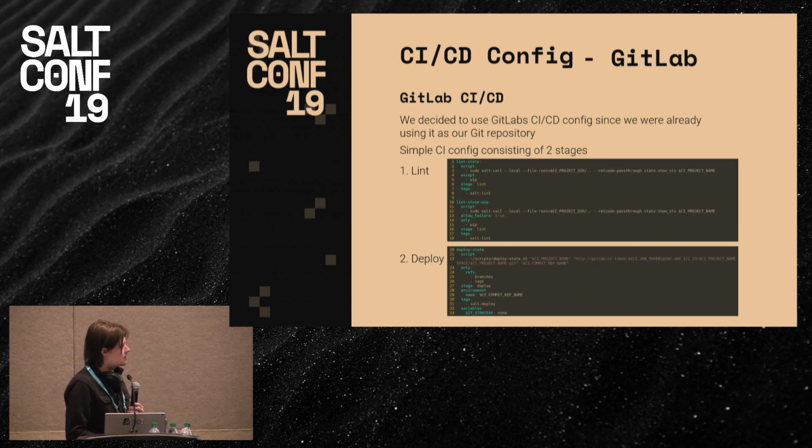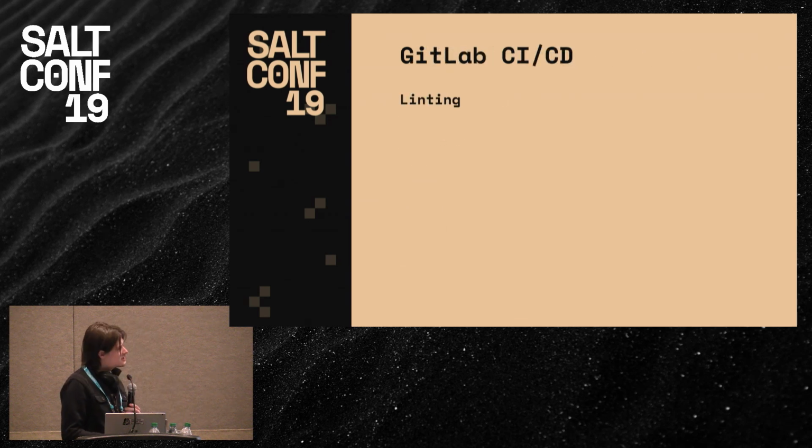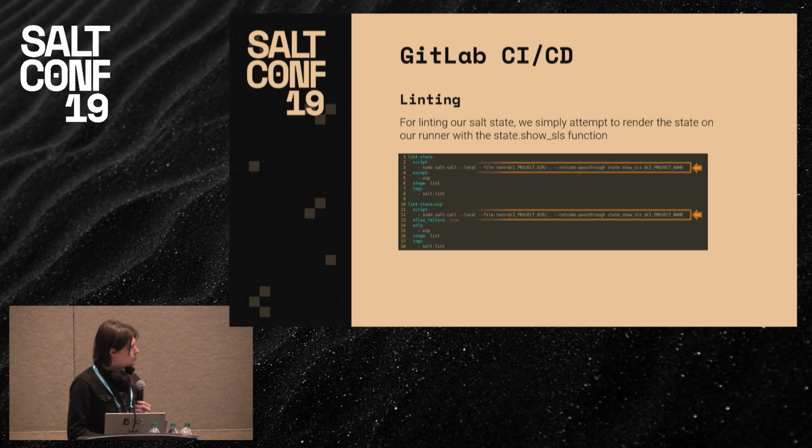We have a lint stage that goes through and validates that your state is syntactically correct, and then, assuming it passes that, it'll actually deploy that state to the Salt master. The linting is really simple. We just run it through a show SLS function. There are a lot of different options you could take here. This is what we've gone with so far because it catches most basic errors. It doesn't involve a lot of convoluted setup. We don't have to maintain unit tests, although we'll probably be moving in that direction later on. But this way, it'll catch any major errors.